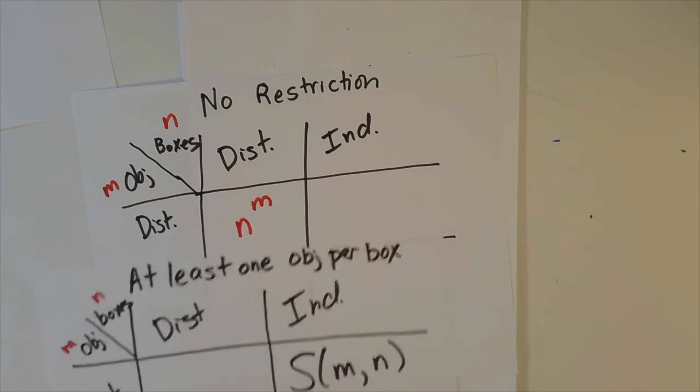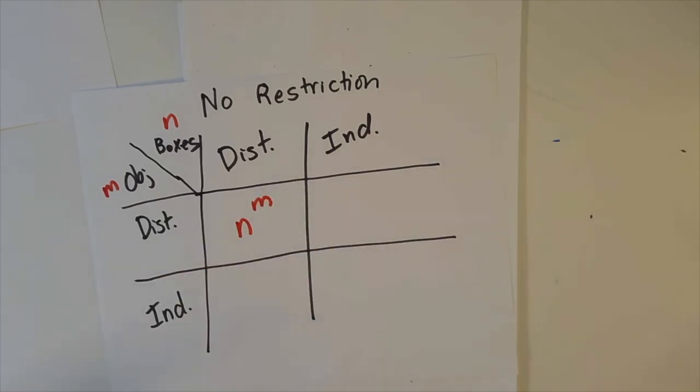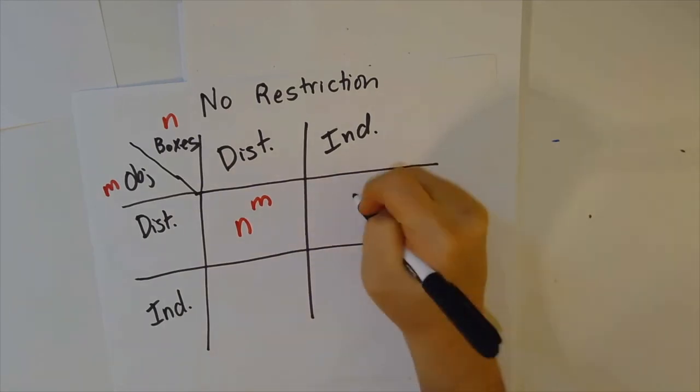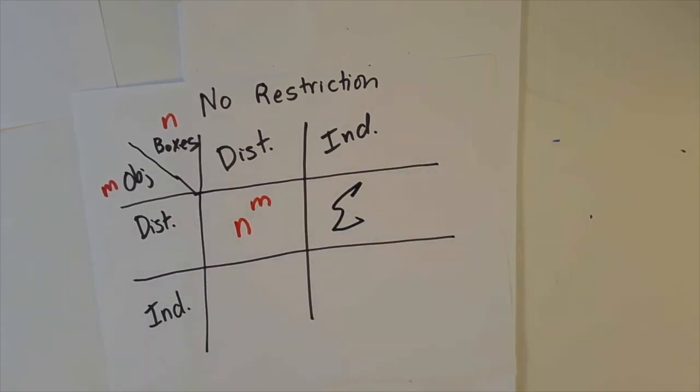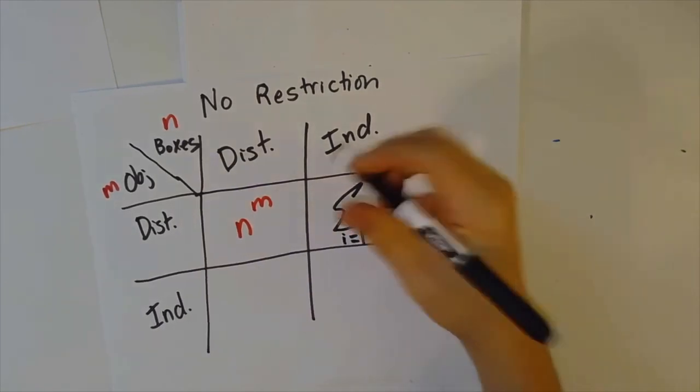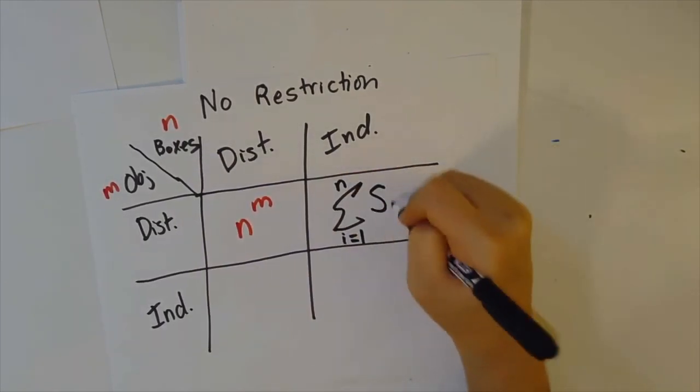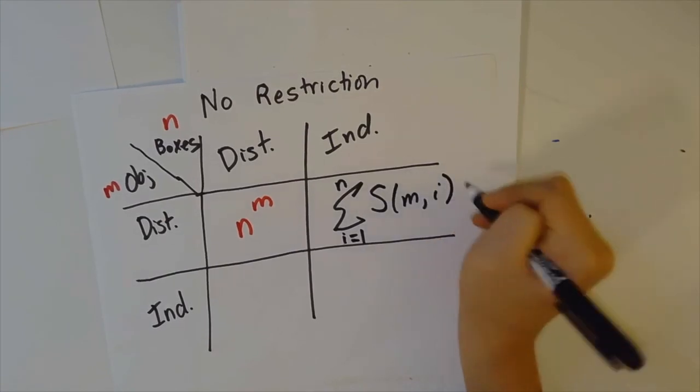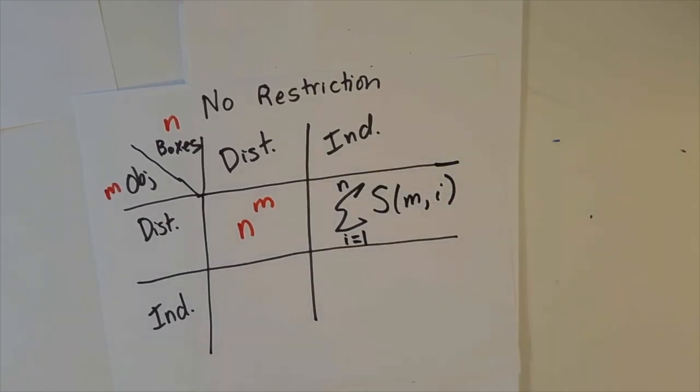And so what this slot in the table is, it's actually a sum of the big S Stirling numbers. Namely, it's going to be the sum, as i goes from 1 to n, of S of m,i. So each item in this sum is the number of ways to use exactly i of the boxes.